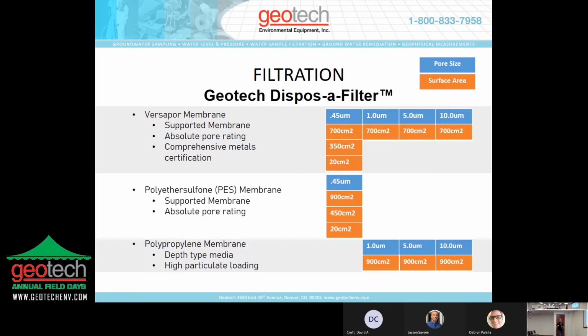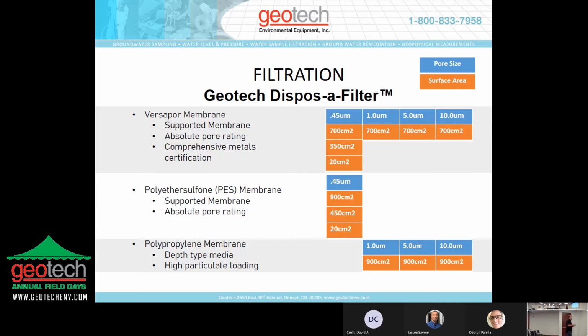But then we have a variety of different sizes. All of our VersaPore membranes, the 0.45, the 1 micron, the 5 micron, and the 10 micron, are all absolute pore sizes. So it is a true micron size. So if you're doing eDNA or other types of filtration where you need a larger pore size for whatever reason, then you know that you're actually getting the true passage of particulate or biomatter larger than that.